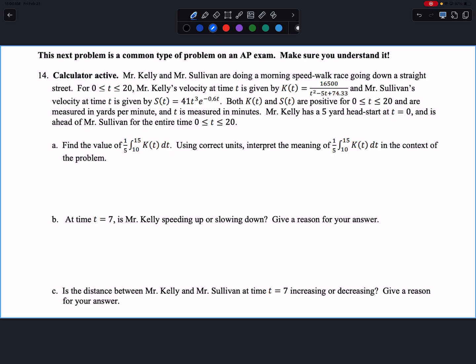Both k of t and s of t are positive between 0 and 20 and are measured in yards per minute. So that's important, because they're velocities. And then time t is measured in minutes. This is going to be really important for later in the problem. Mr. Kelly has a 5-yard head start at t equals 0 and is ahead of Mr. Sullivan for the entire time. Okay.